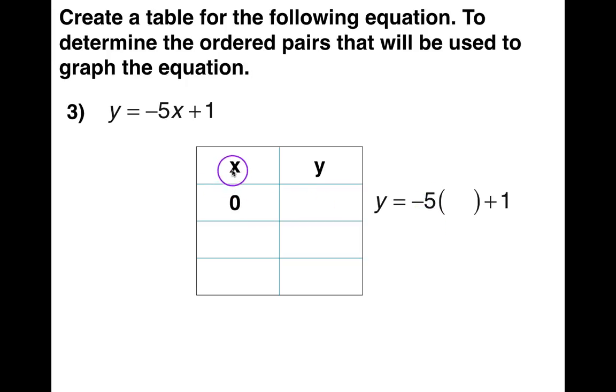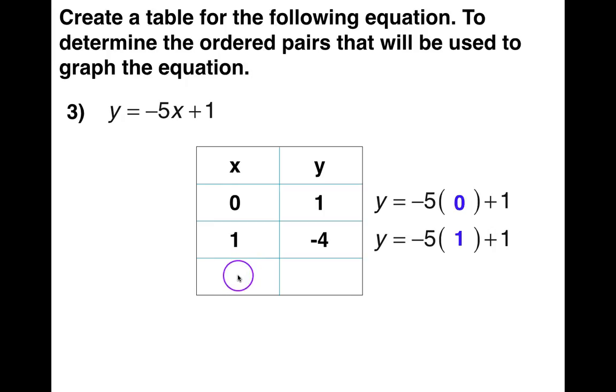Now since x equals 0, I'm going to plug in a 0 here. So y equals negative 5 times 0, which is 0, plus 1 is 1. We're going to repeat this process. The next easiest number would be 1. So you're going to take this, copy it down. Since x equals 1, I'm going to put 1 here. y equals negative 5 times 1, which is negative 5. Negative 5 plus 1 is negative 4.